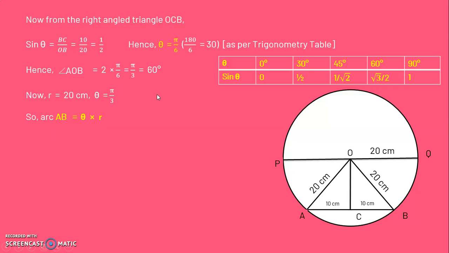So we know the formula of arc length. Arc length AB is equal to theta into r. So your theta will be pi by 3 and your radius is 20 centimeter. So the result will be AB is 20.93 centimeters. So the length of the minor arc of the chord is 20.93 centimeter here. So that's all about the answer here. So here we have to memorize the formula for arc length AB as theta into r, and sine theta from the trigonometry table, and how to find the AOB angle.